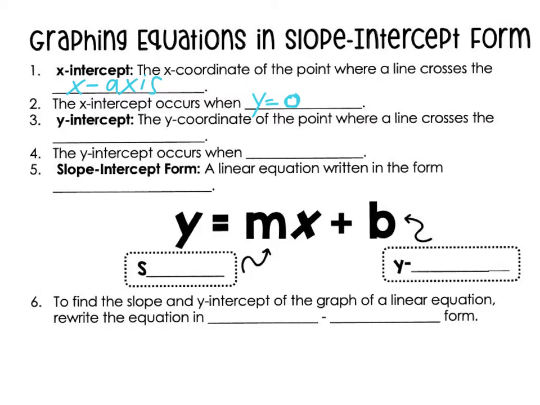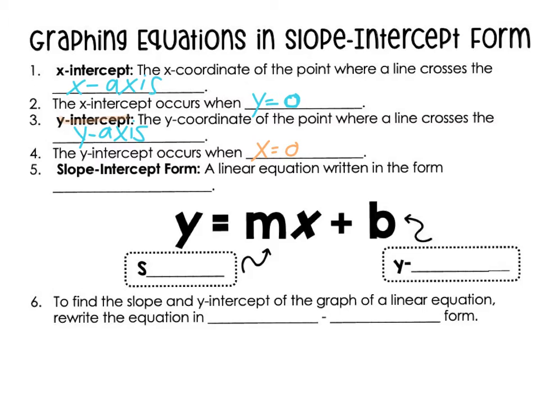Our y-intercept is the y-coordinate of the point where the line crosses the y-axis. So this is what you do need to know for this year, your y-intercept. So we do need to know that. And it occurs when x equals 0. So when we were looking at the tables the other day, wherever x equaled 0, that would be your y-intercept.